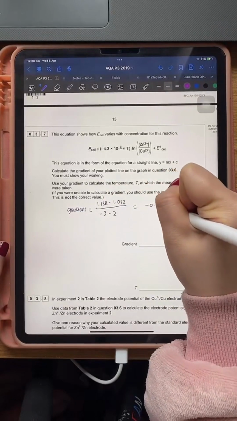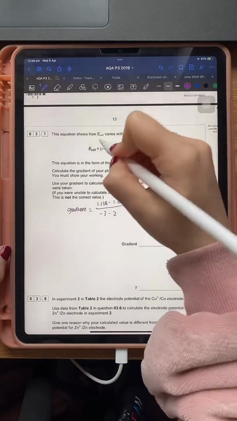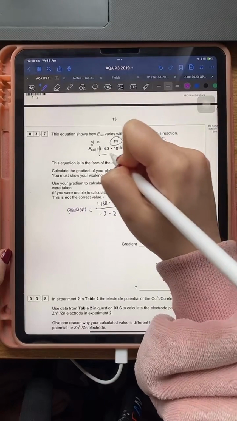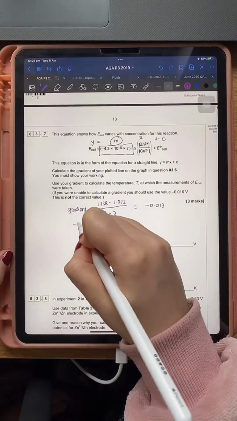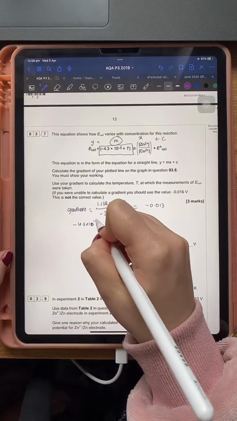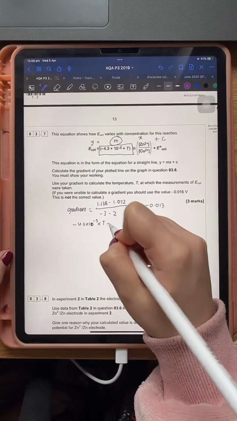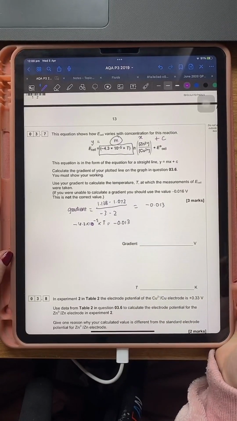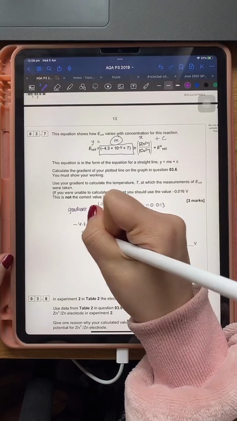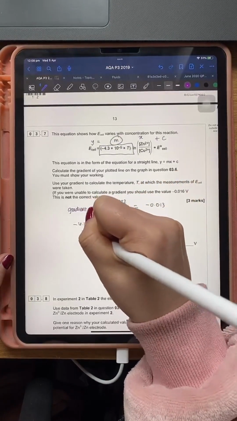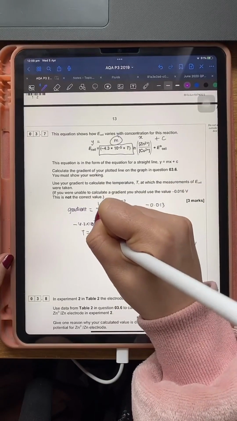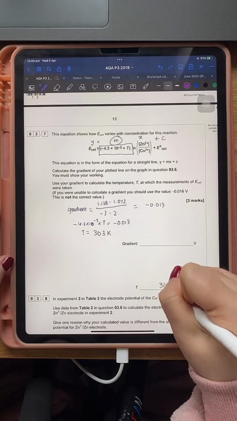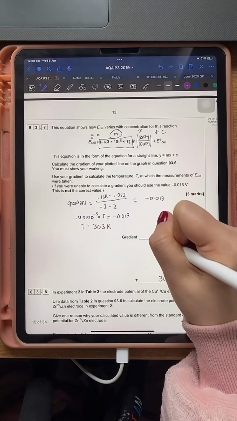That's our gradient. So again, in the form of y equals mx plus c, this here is equivalent to your gradient. So minus 4.3 times 10^-5 times T is equal to your gradient, minus 0.013. Therefore, it gives you a value of T, which is 303 Kelvin. And that's it. And you get 3 marks just by doing that.